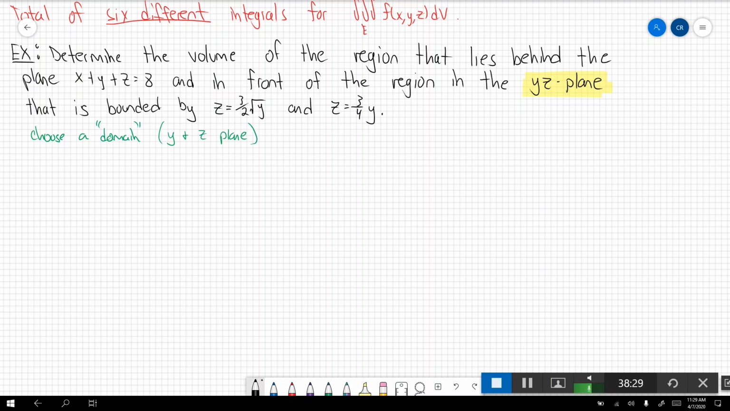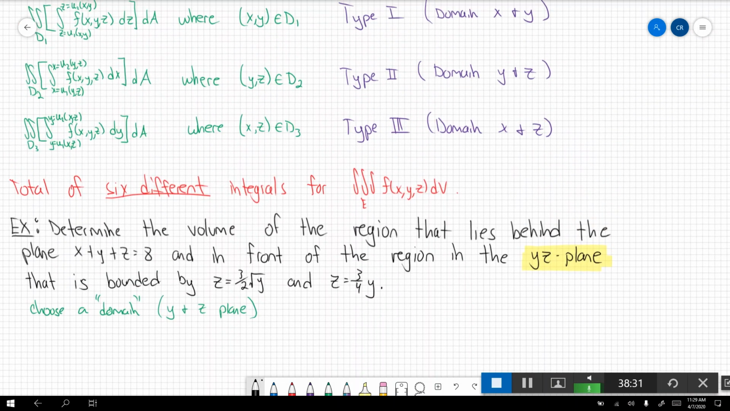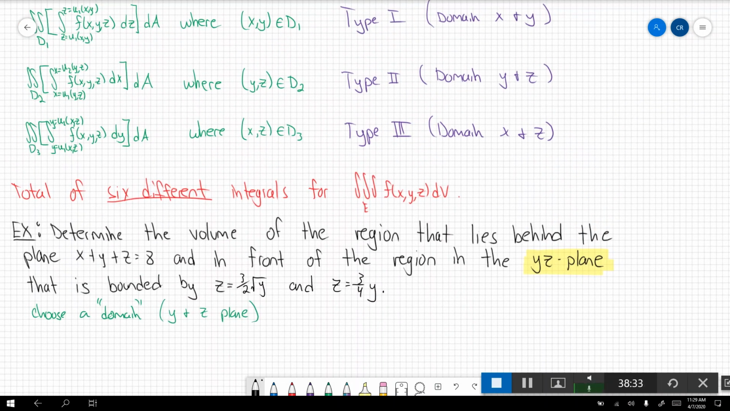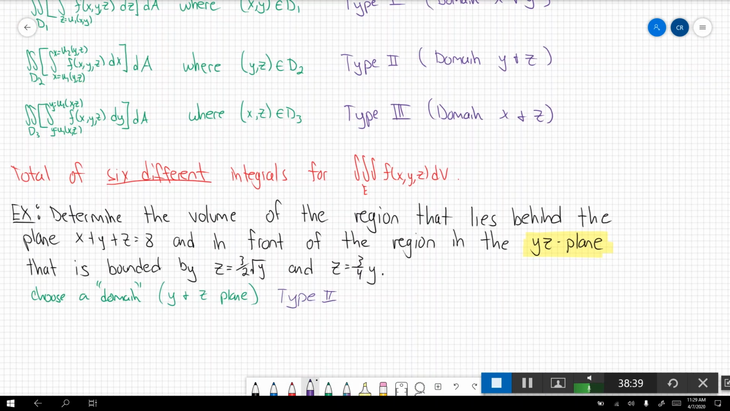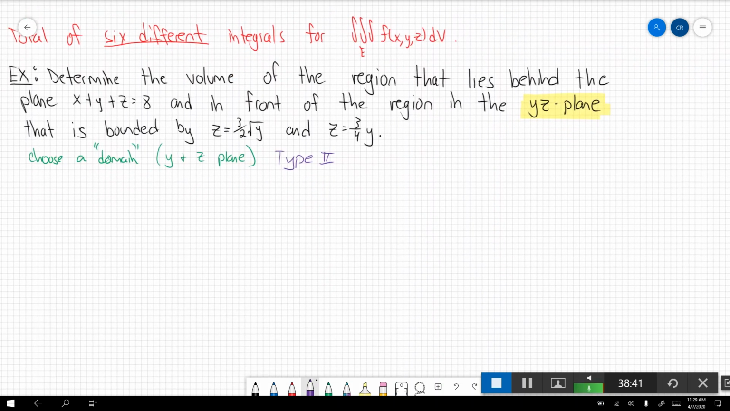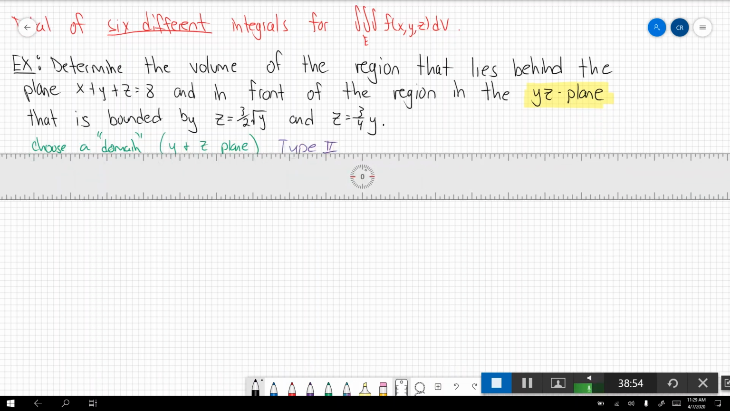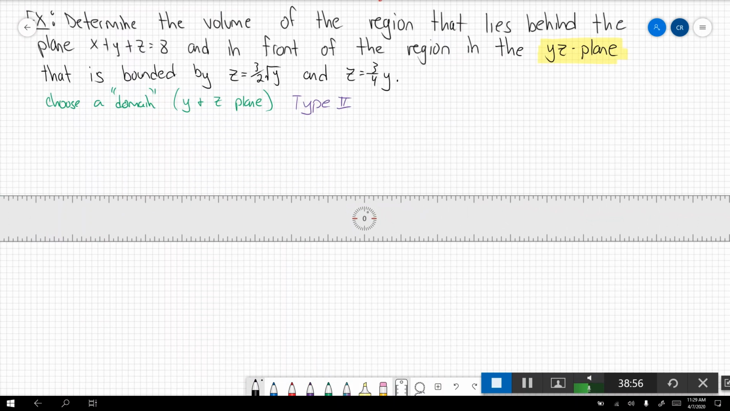So when we're setting this up, we're going to be looking at this type 2 integral. So a type 2 kind of setup, where we have the domain of the y and z plane. And again, the type doesn't really matter, it's just the domain that really matters here. So let's go through and sketch anything that we have within that domain. All right, so I'm going to get a grid going here for us. That way we can start sketching this function.